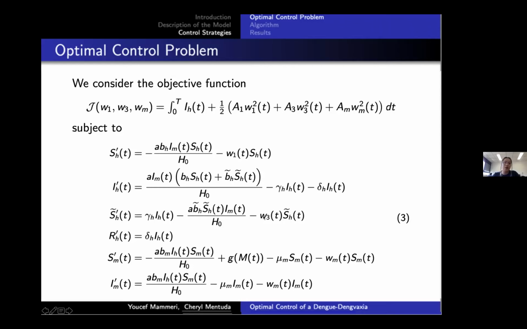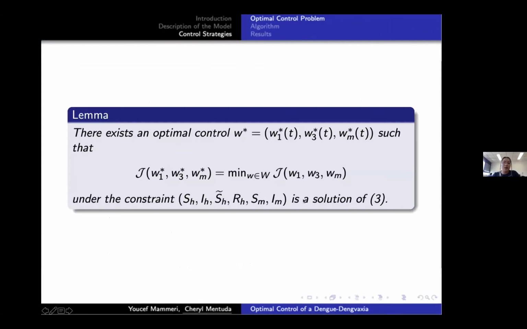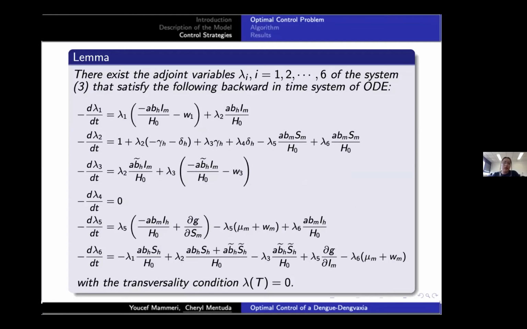From this optimal control problem, we get this lemma that there exists an optimal control W star of this form such that our J is equal to the minimum of this one under the constraint that SH, IH up to IM is a solution of that optimal control problem. And also we have a lemma that there exist adjoint variables lambda sub i of the system following the backward in time system of the ODE, with a transversality condition that lambda of T is equal to 0.